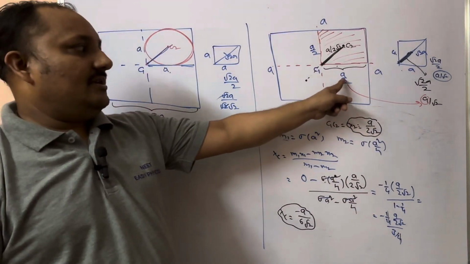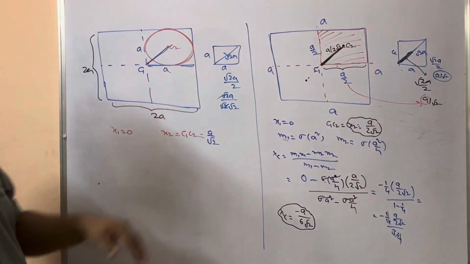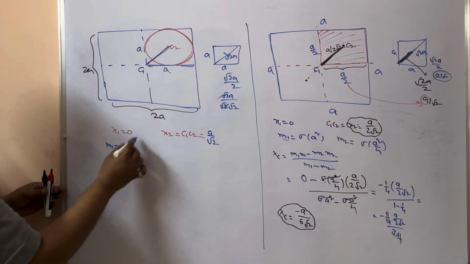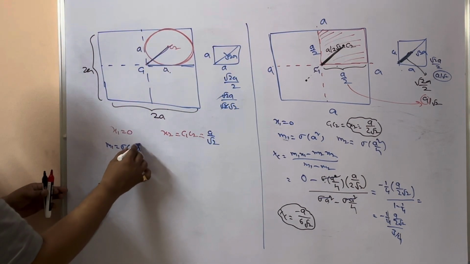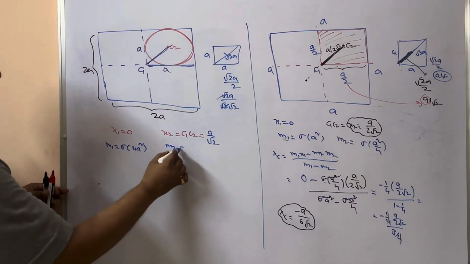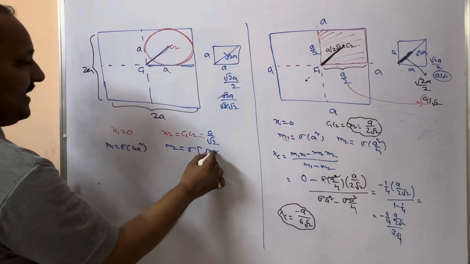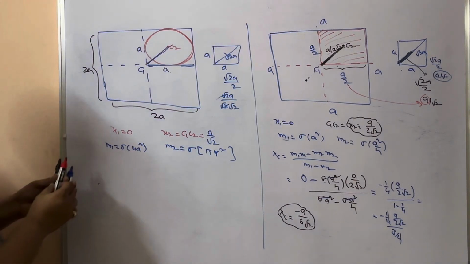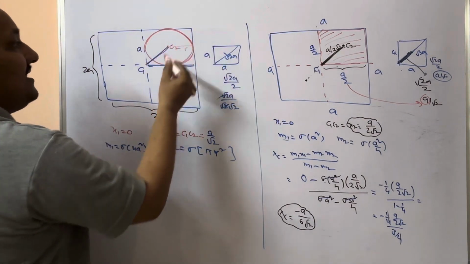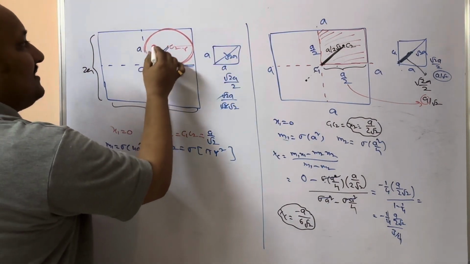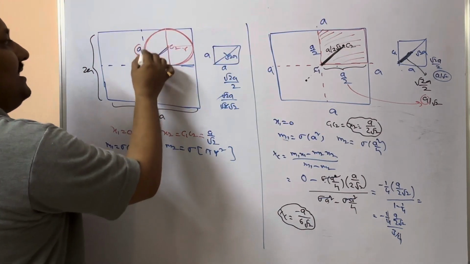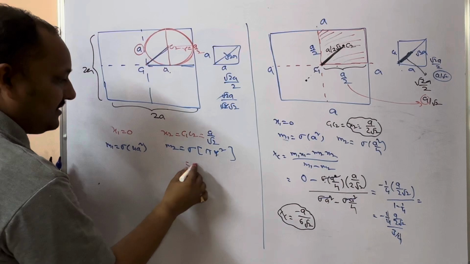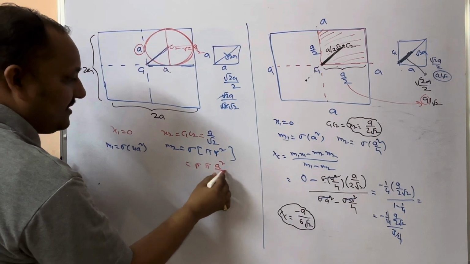In this question, in place of a by 2 you will get a by 2 root 2. Next, what is M1? M1 is sigma into 2a into 2a, 4a square. What is M2? Sigma into pi r square. Now what is the radius of this? The diameter is going to be a, radius is going to be a by 2. Therefore, sigma pi a square by 4.